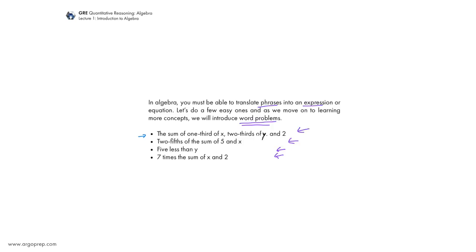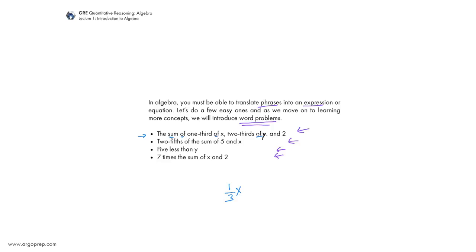So how do you approach this? You must look for keywords. The keywords here are the words sum and the words of, and if you recall, we covered the key term of back in arithmetic when we talked about percentages. Of means to multiply. So think about that again. The sum, so sum means to add. The sum of 1/3 of x, so let's write that down. So 1/3 of x means just 1/3 times x.